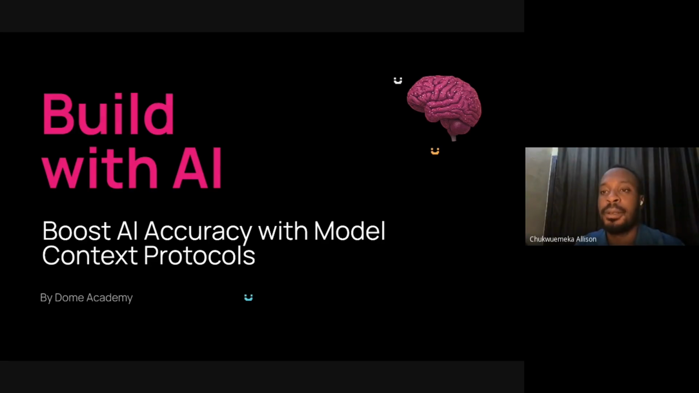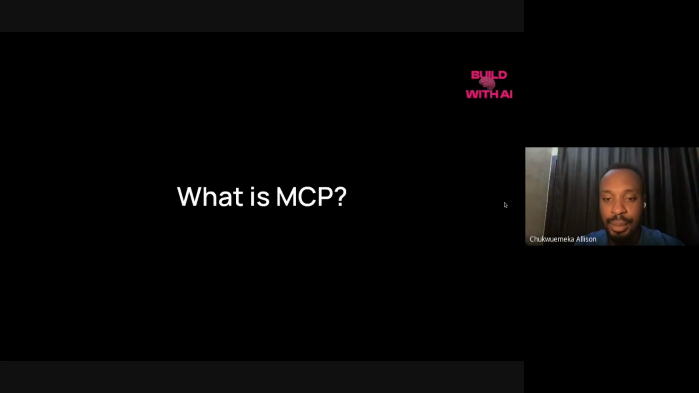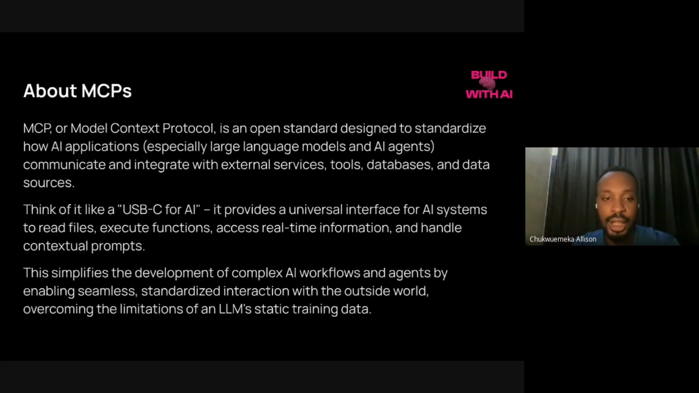So I'm just going to give you the definition real fast. I'm hoping that we don't spend too much time. This is what MCP is. Some of you must have heard about MCP, some of you might not have. MCP means model context protocol. It is an open standard to standardize how AI applications, especially large language models and AI agents, communicate and integrate with external services, tools, databases, and data sources.